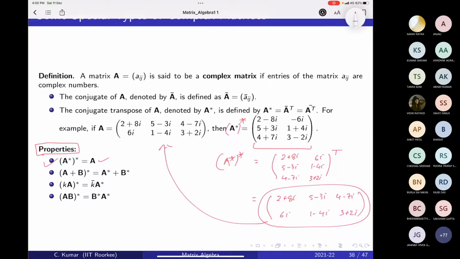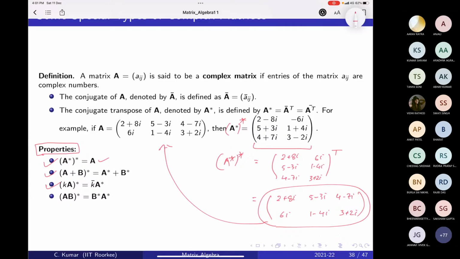Okay, so the conjugate transpose of the conjugate transpose of A is the matrix A. So basically this works like the transpose of the matrix. Now you have A plus B: the conjugate transpose of A plus B will be equal to the conjugate transpose of A plus the conjugate transpose of B. And the proof is very straightforward. You just take some general form of the matrix and then you can prove it.